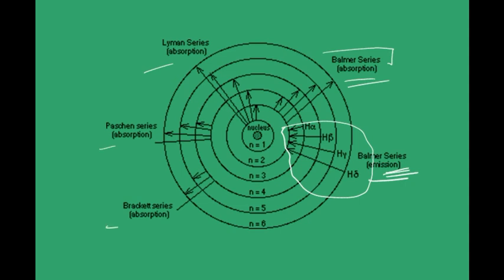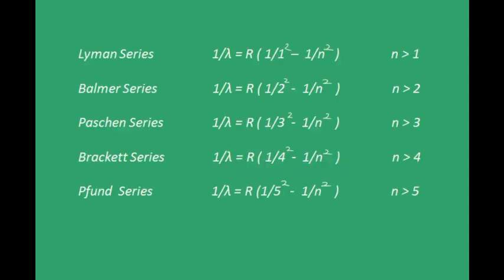You can actually write one generalized formula for all of the series, that is 1 by lambda is equal to R into 1 by n f square, that is final n, minus 1 by n i square. Just putting the value of n f as 1, 2, 3, 4, 5 respectively will give you the formulas for Lyman, Balmer, Paschen, Brackett and Pfund series. And in each of these cases, I'd rather be specific, n i should be greater than n f, that is 1, 2, 3, 4, 5 respectively here. Hope this is clear till now.